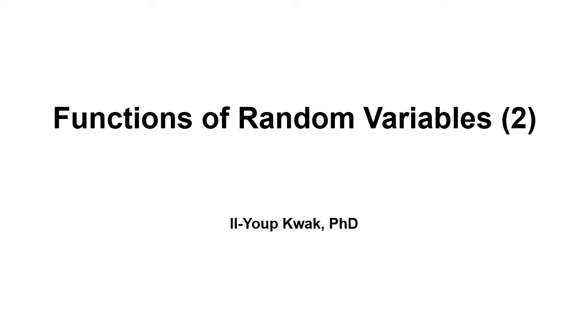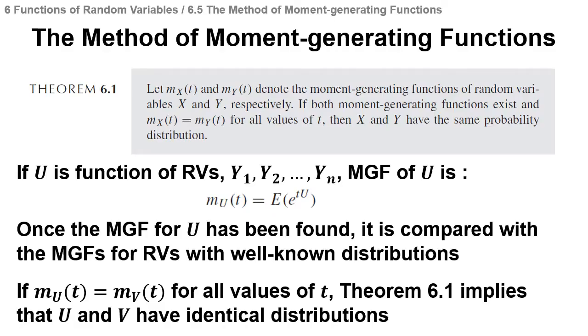In this lecture, we will learn functions of random variables, part 2, and we will cover the method of moment generating function. Okay. Chapter 6.5 is about the method of moment generating function, and it uses the uniqueness property of the moment generating function, which is Theorem 6.1.